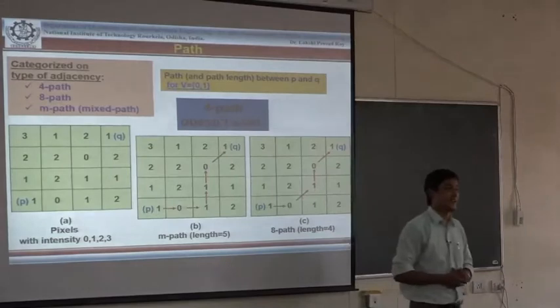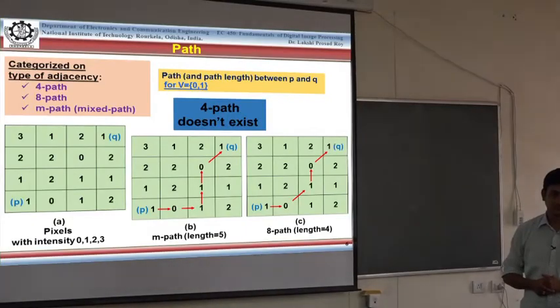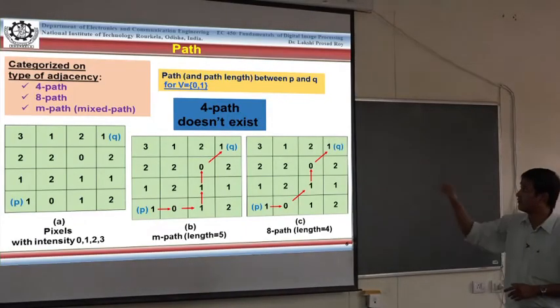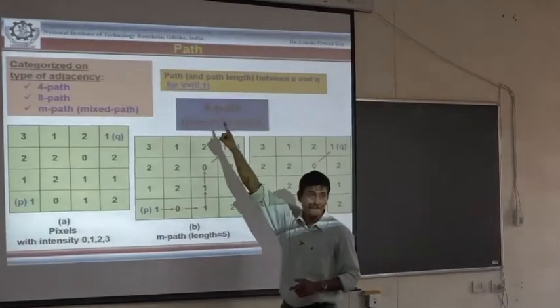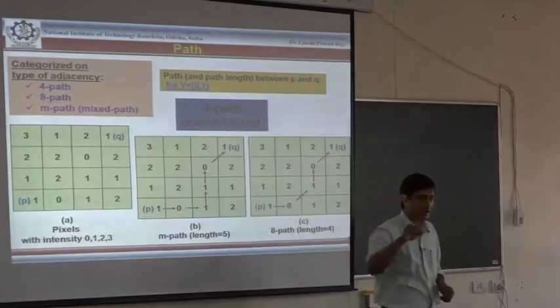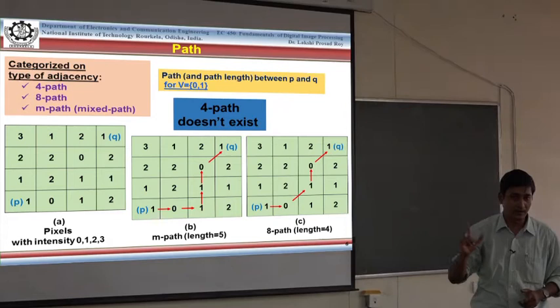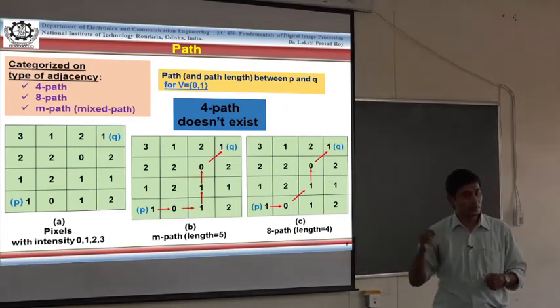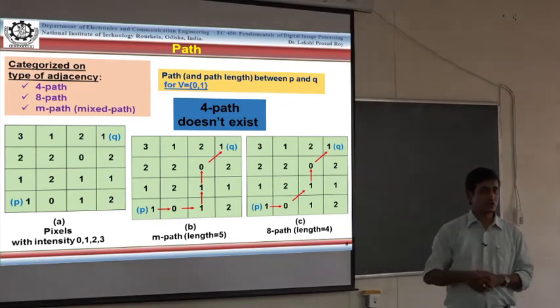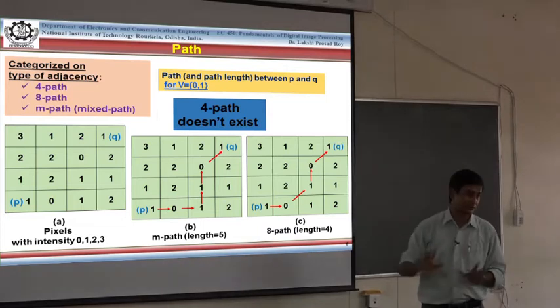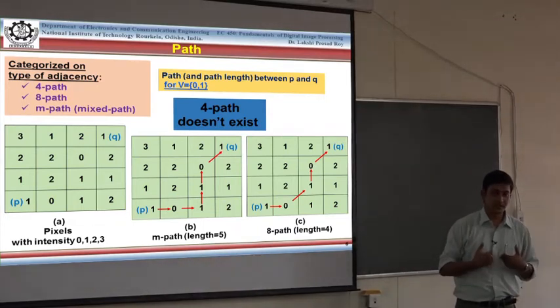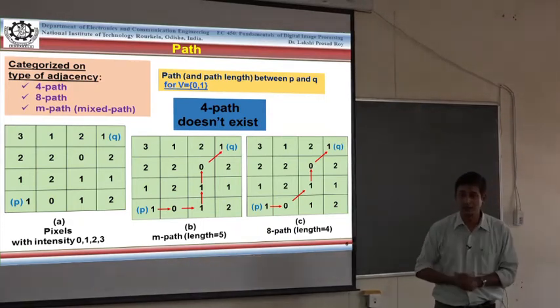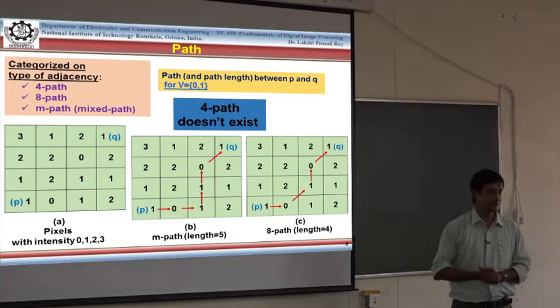I need to find their adjacency with a condition V equals to not only 1, 0, 1. I could put 0, 1, 2. I could put 0, 1, 2, 3 also. That is up to me. That is for which I am asking to find the adjacency.